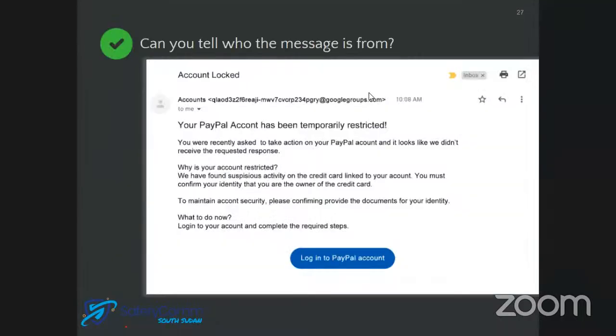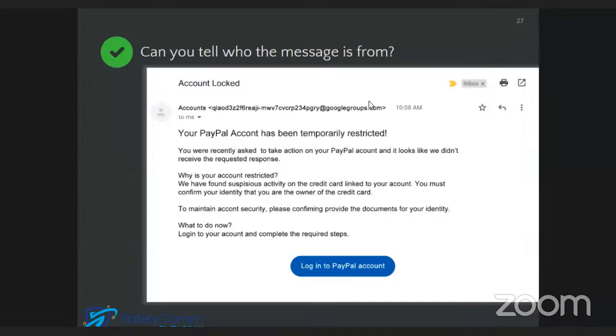So here you can see, can you tell who the message is from? Let's be interactive, guys. Can you tell who the email is from? What is the email address this email is from? They say here, they are scaring you that your PayPal account has been temporarily restricted. We recently asked you to take an action on your PayPal and it looks like we didn't receive the requested response. Why is your account restricted? We have found suspicious activity on the credit card linked to your account, you must confirm. So this is phishing. This is typical phishing.